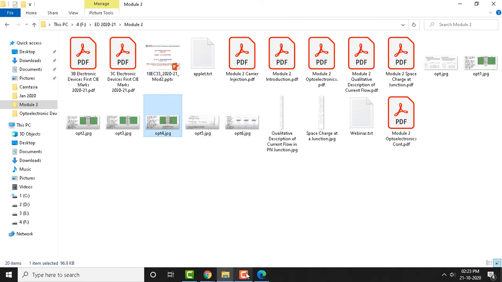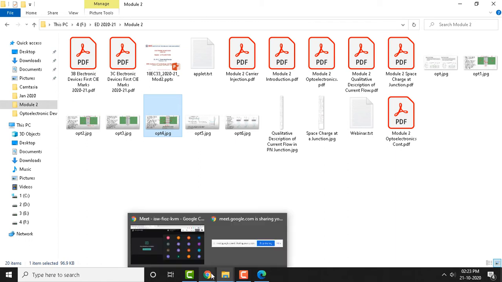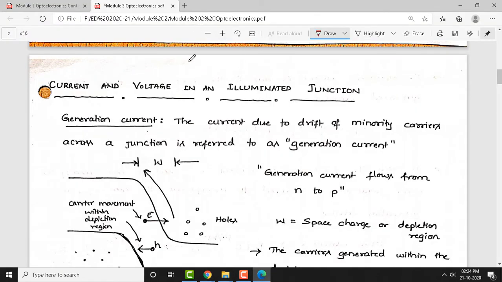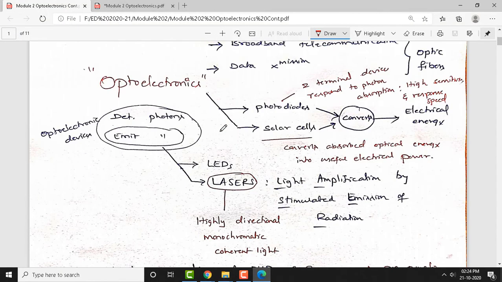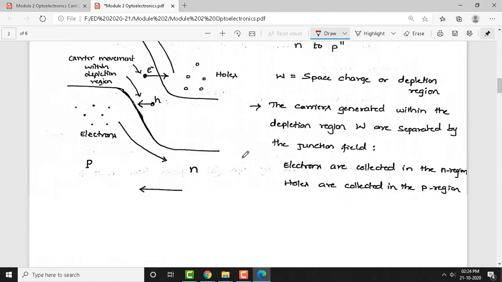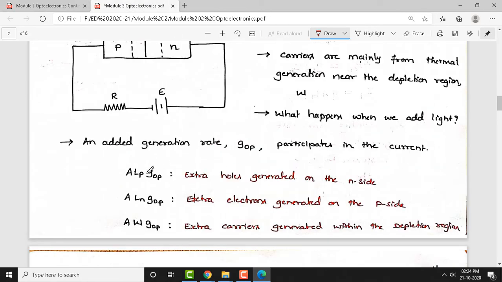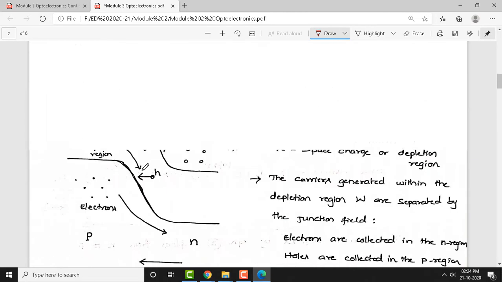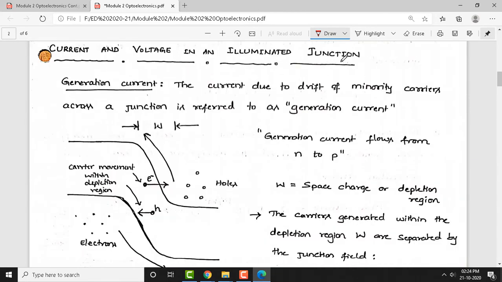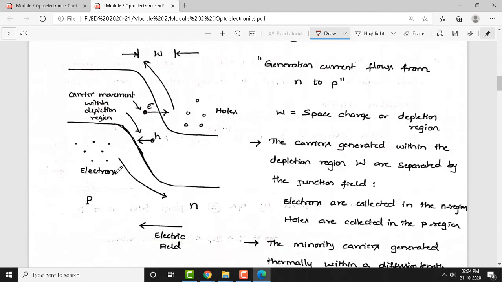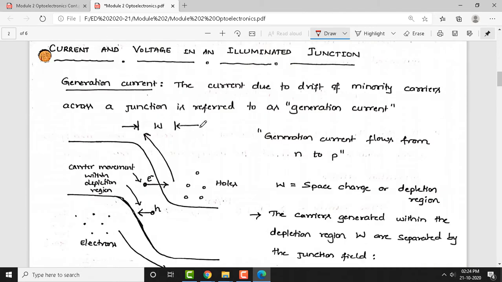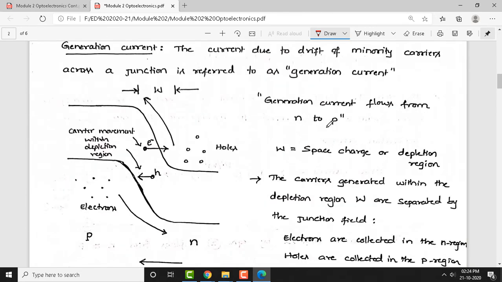So, I will switch to this, which is what we have illustrated. The material we covered is almost the same. You can see here what we said about current and voltage in an illuminated junction. This is the p-n junction under reverse bias. You can see electrons are moving from p side to n side, and holes are moving from n side to p side within the depletion region, and you can see the generation of current flows from n to p.